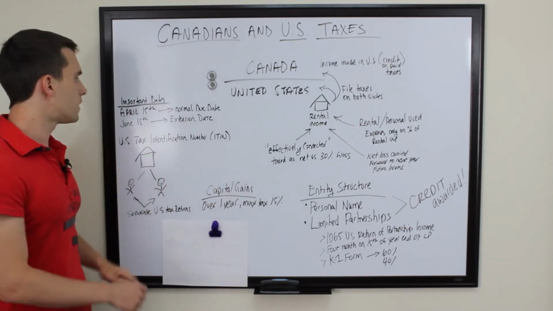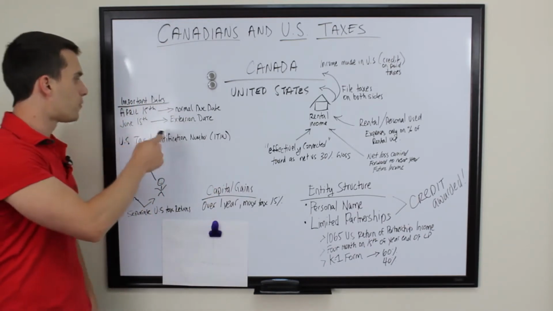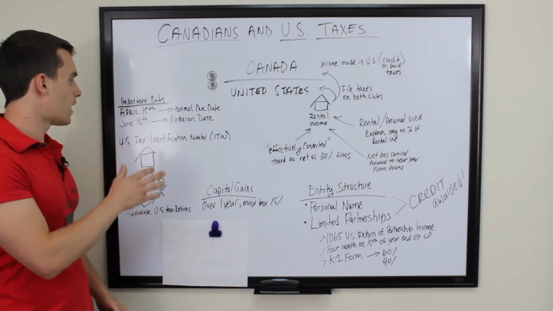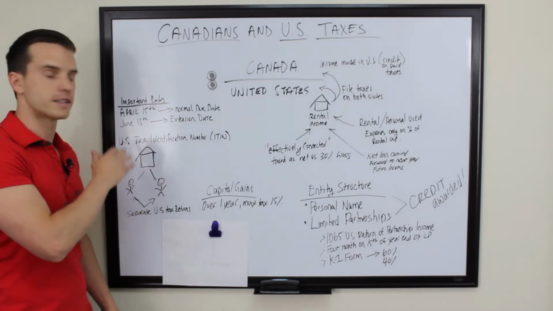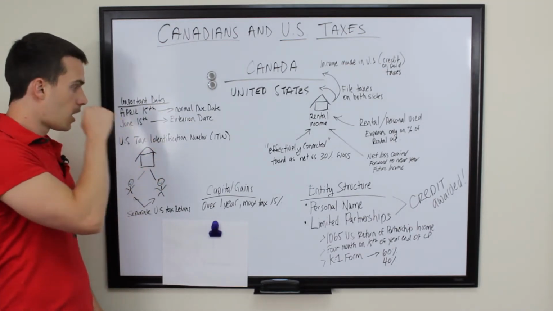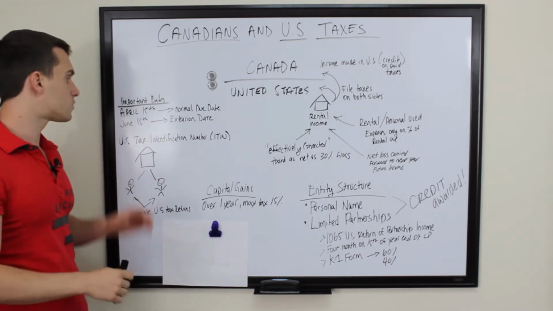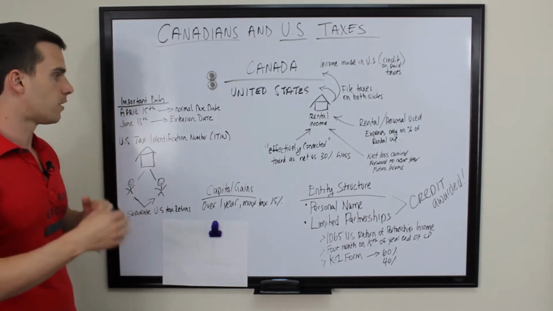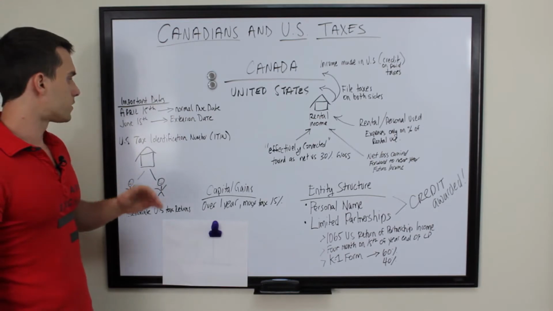Some important dates, might be hard to see: April 15th is our normal due date for Canadians in the US, but we get an automatic extension to June 15th. Any taxes that are owed are still due on the 15th, and if you pay them later, there are fees paid on top of that.